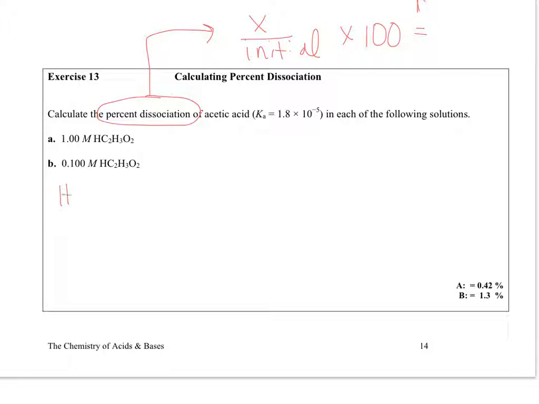So for A, we've got HC2H3O2. We know that's a weak acid. A strong acid would have 100% dissociation, but on a weak acid, we're going to have a very small percentage. So that's what we're trying to figure out.